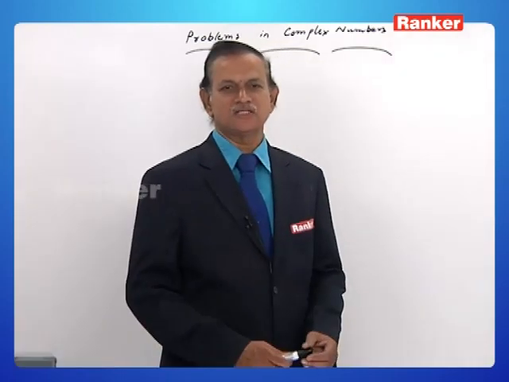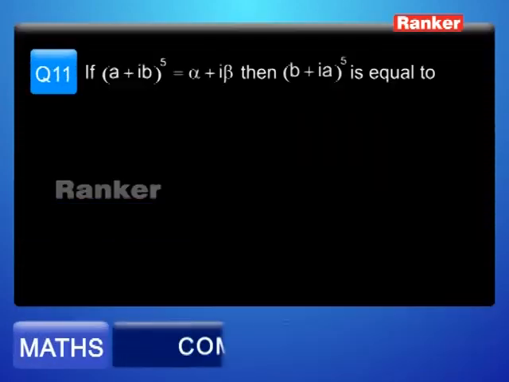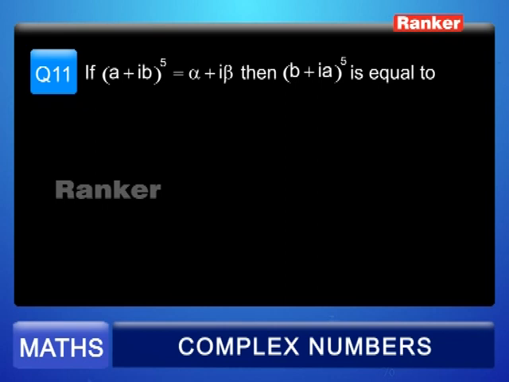The next question before us is question number 11. It is one of the simplest questions. If (a + ib)^5 is equal to alpha + i beta, then (b + ia)^5 is equal to: the first option, beta minus i alpha; second option, beta plus i alpha; third option, alpha minus beta; fourth option, minus alpha minus i beta.